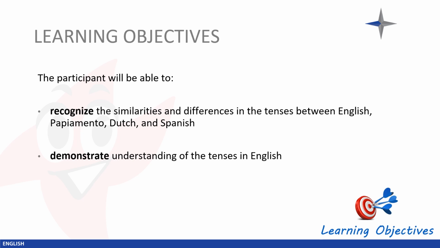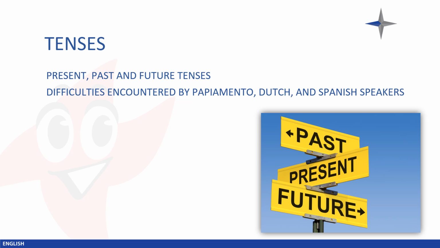The participant will be able to recognize the similarities and differences in the tenses between English, Papiamento, Dutch, and Spanish, and demonstrate understanding of the tenses in English. When we talk about tenses, we refer to the present, past, and future tenses.